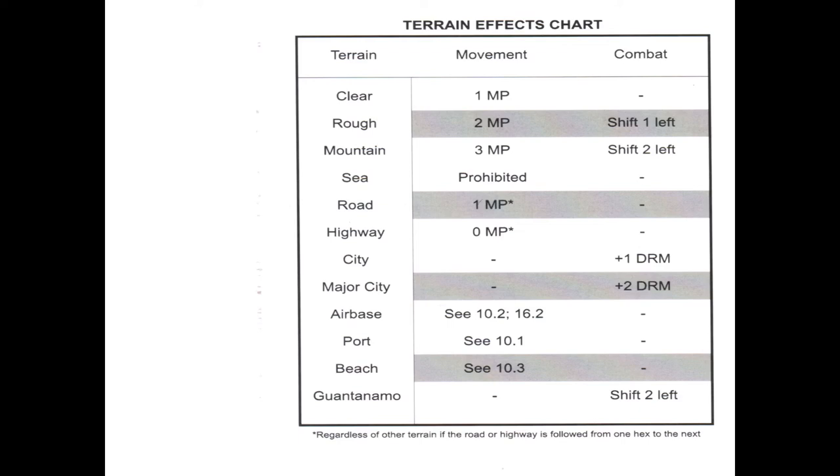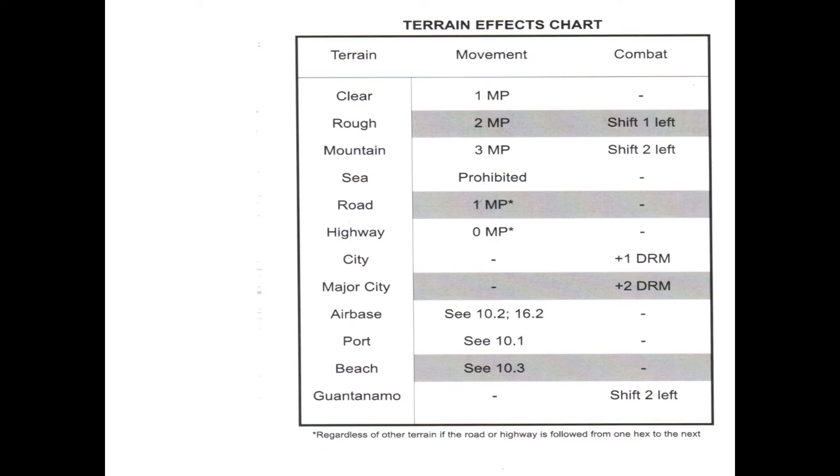In effect, to move a unit across the map, that unit must pay that number of movement points from its movement point total. When it engages in combat, if it attacks into a hex like rough or mountain or a city or a major city or Guantanamo itself, there are either shifts that worsen the situation or die roll modifiers that worsen the situation for the attacker. So definitely it's an advantage to defend in large cities or rough mountain and Guantanamo Bay itself.